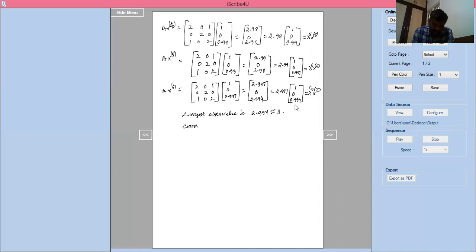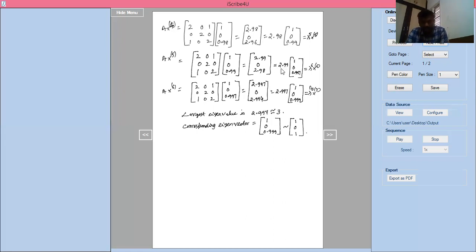Corresponding eigenvector is 1, 0, 0.999. If you want, we can write it approximately as 1, 0, 1. We can stop the process when this eigenvector 1, 0, 0.997 is there and here 0.999 we are getting, so at least approximately two digits are the same.